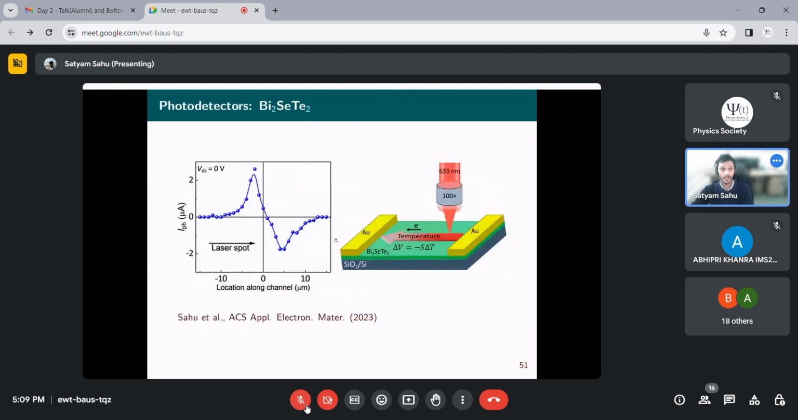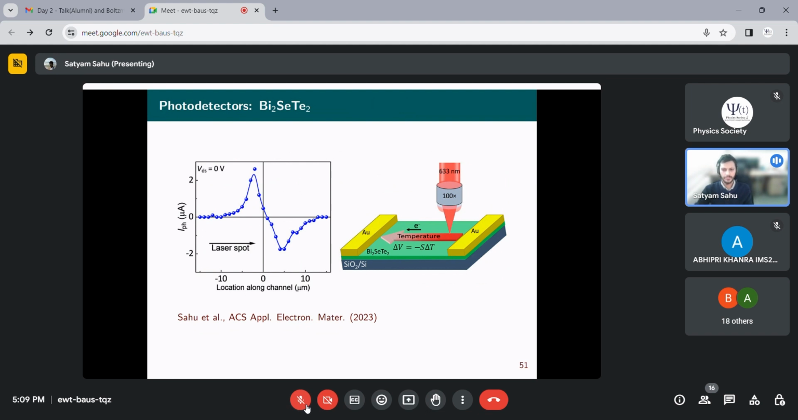Then we also work a bit with photo detectors. This was a recent paper that we published from our group. Here we made a photo detector out of our topological insulator material, and we tried to explain the mechanism of the photo detection with the help of the photothermoelectric effect, or the Seebeck effect as we say.